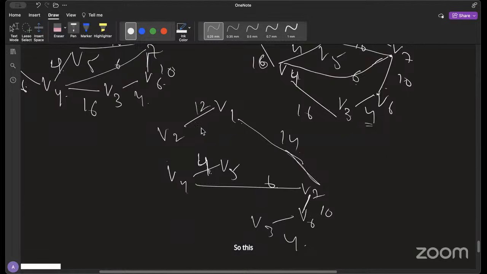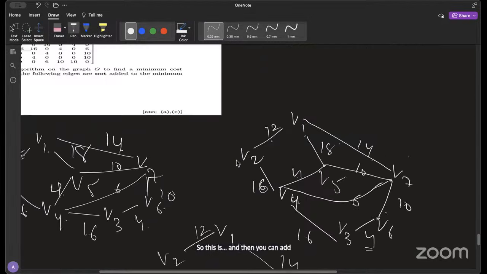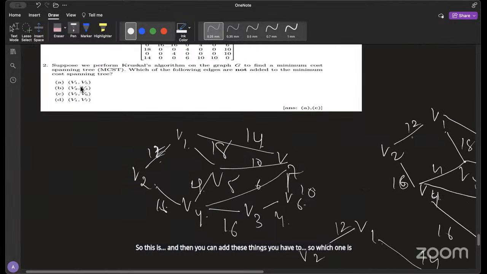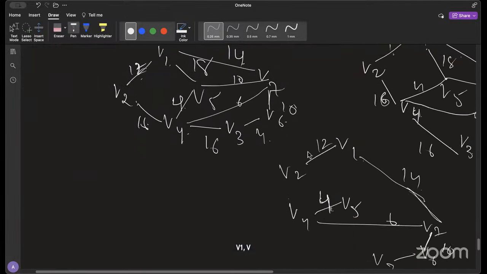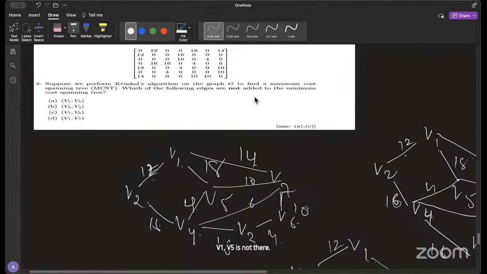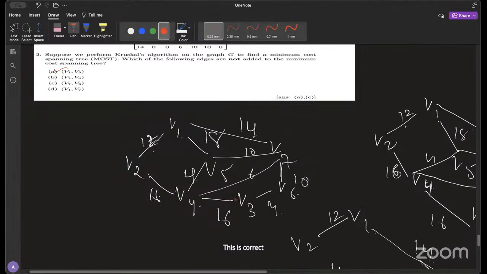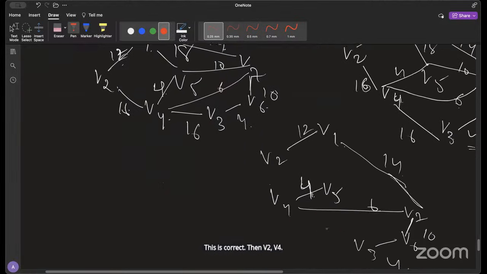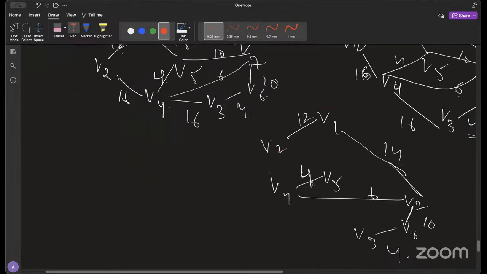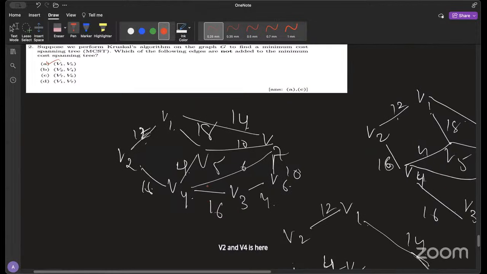So which one is not there? V1, V5 is not there. This is correct. Then V2, V4. V2 and V4 is here, and that's also not there.